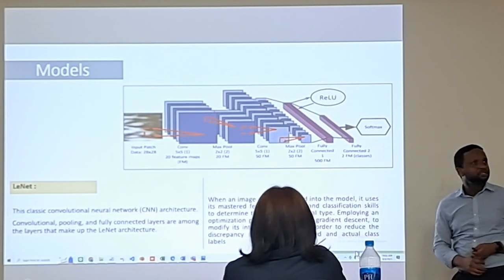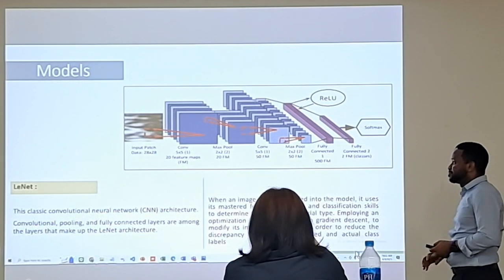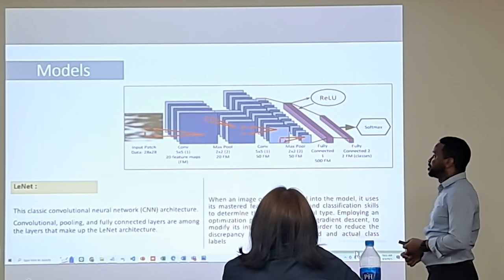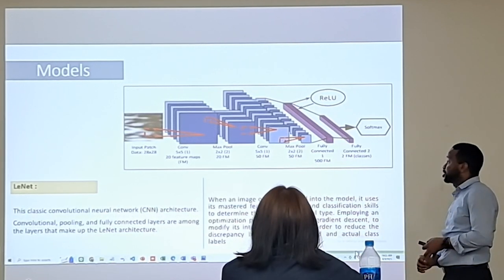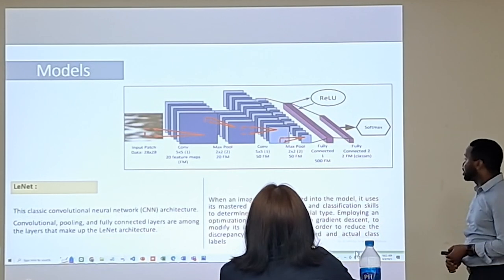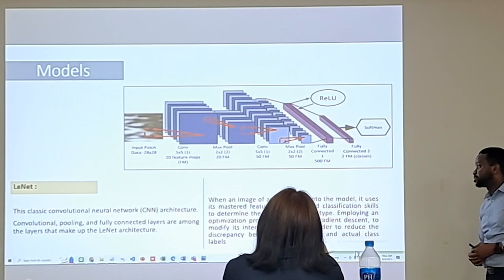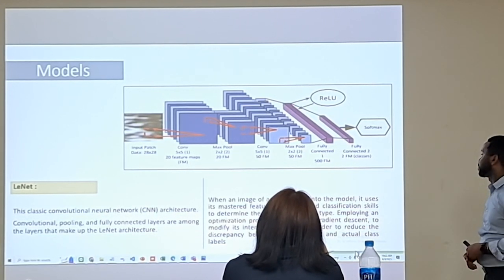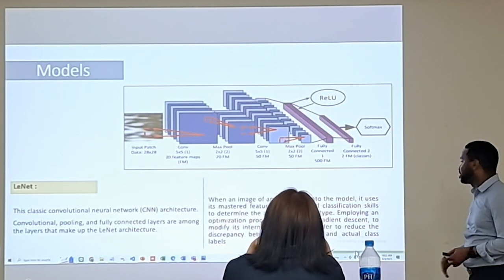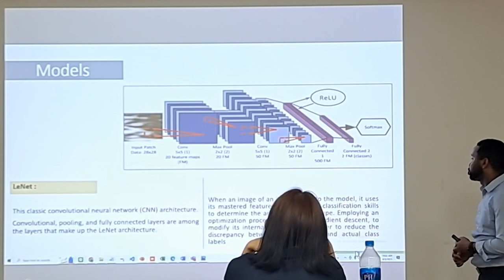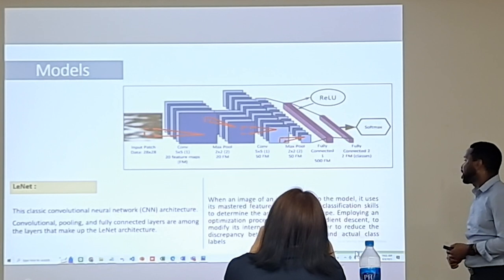Sometimes we call it the default CNN, but it's LeNet, and this is a very classic model architecture. Convolution, pooling, and fully connected layers are among the layers that make up the LeNet architecture. When an image of an item is fed into this model, it uses feature extraction and classification skills to determine the artifact material type, employing an optimization process like stochastic gradient descent to modify internal parameters in order to reduce the discrepancy between the expected and actual class labels.